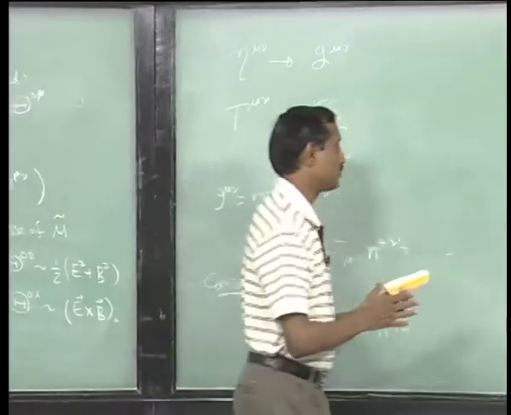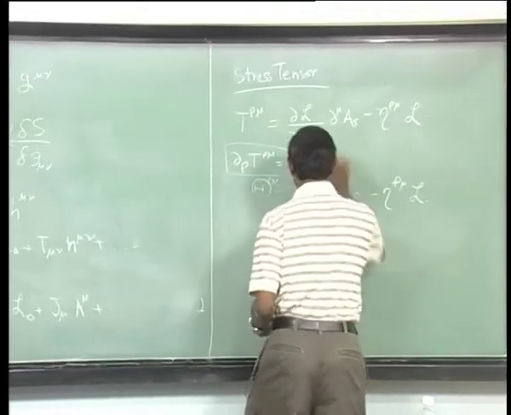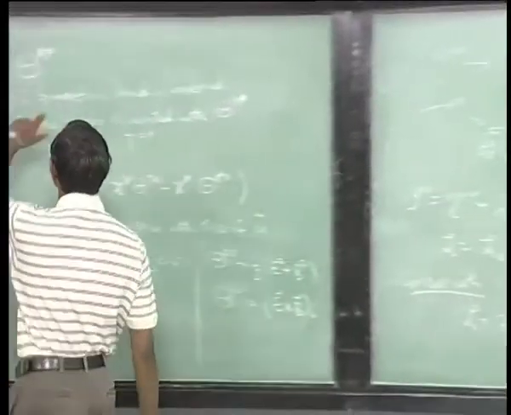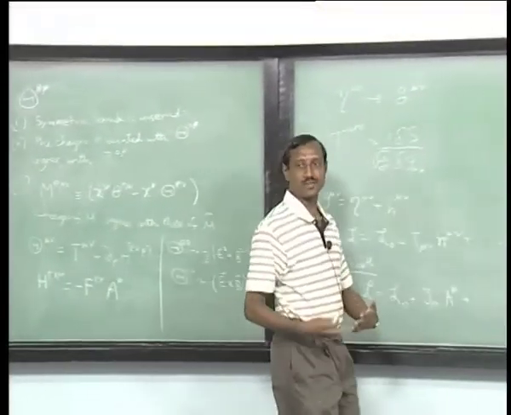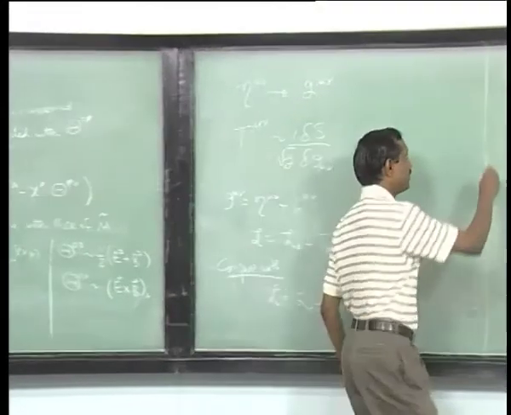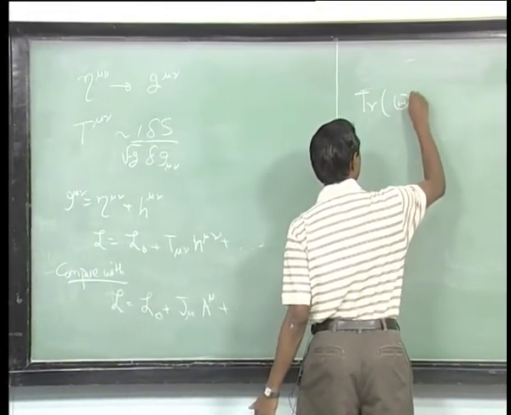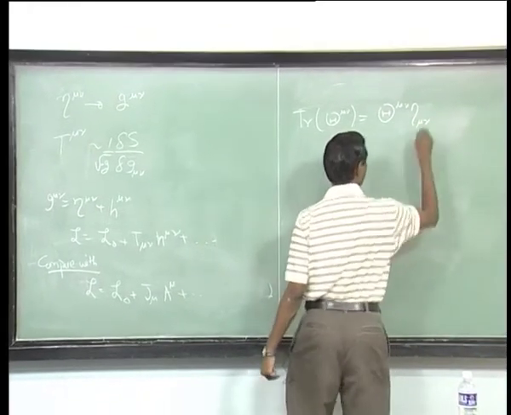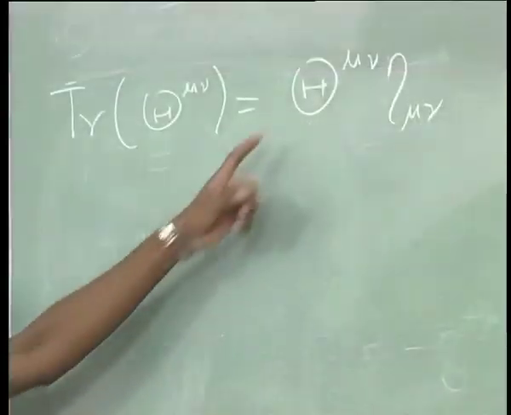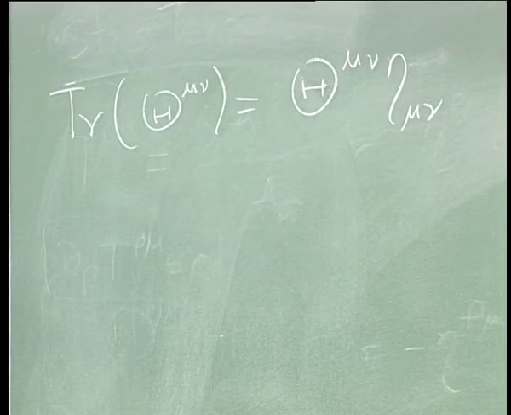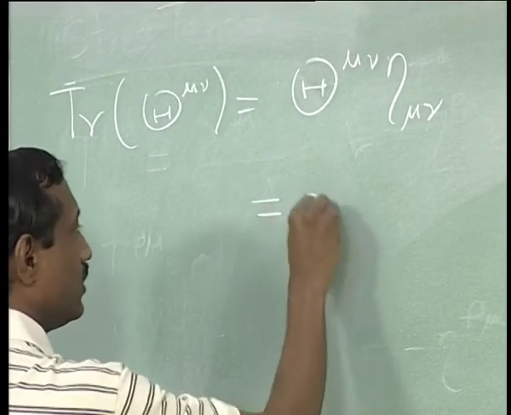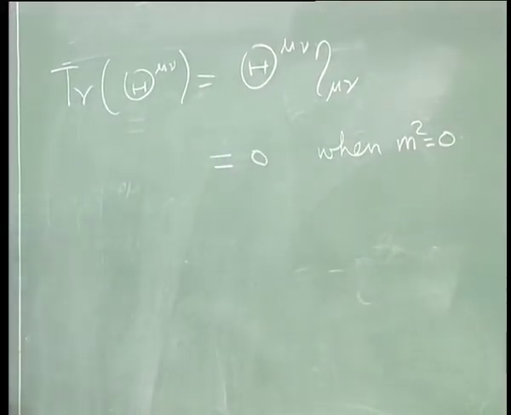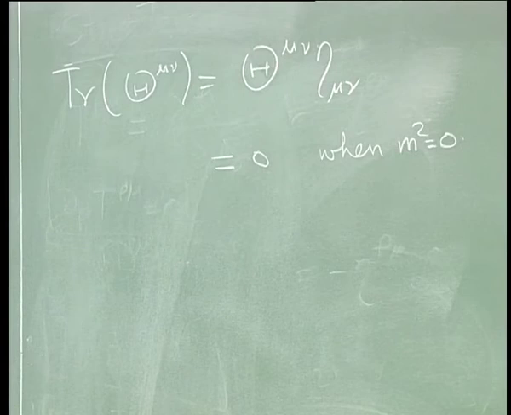Okay. So the last bit: you are asked to find the trace of this theta mu nu, and you should remember to trace with eta, so the trace of theta mu nu is not the sum of the diagonal terms or whatever. We have discussed this before. It turns out that this is equal to 0 when m square is 0. Does anybody know why?